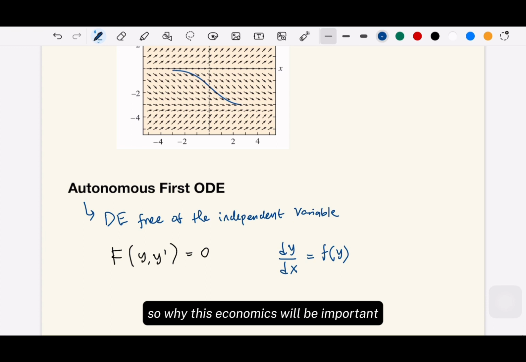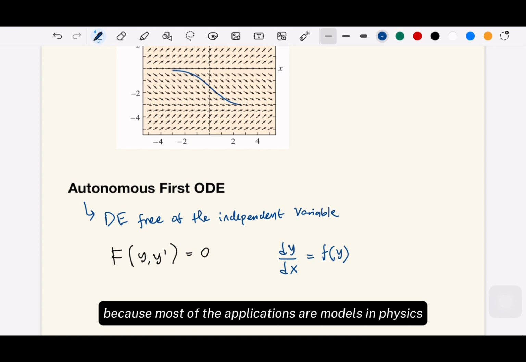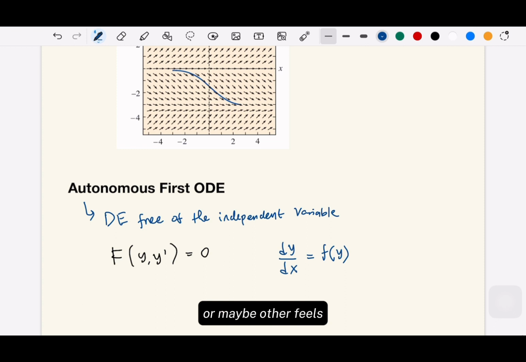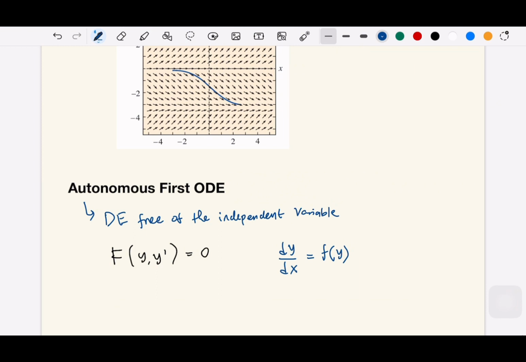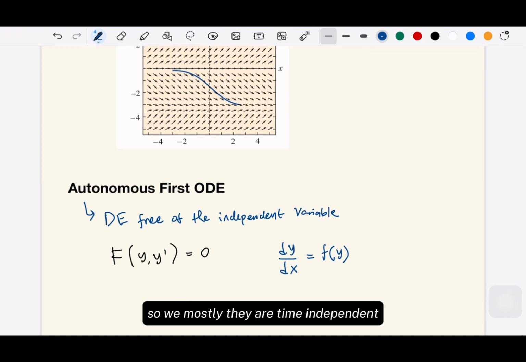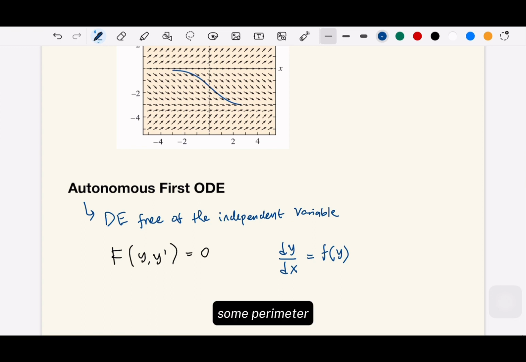So why will this autonomous form be important? Because most of the applications or models in physics or maybe in other fields are autonomous, which means they are not changing over time. So mostly they are time independent. And within this autonomous form, we are going to see a parameter which we call the critical points.